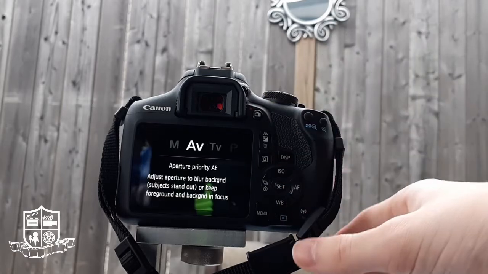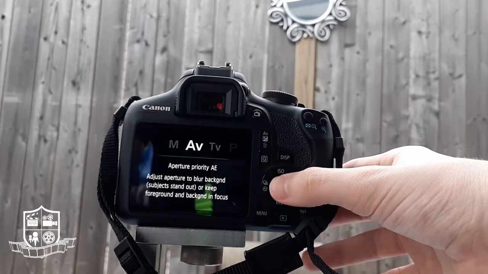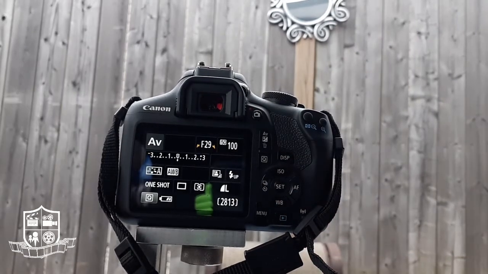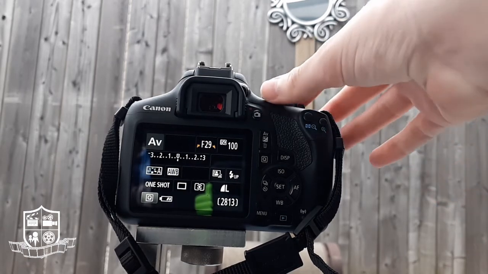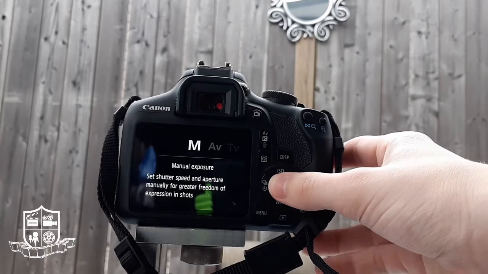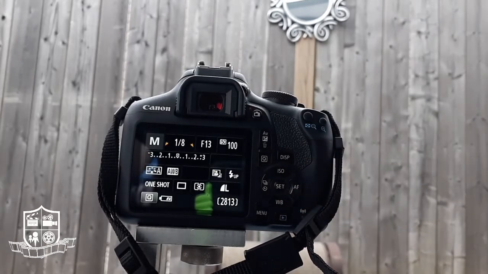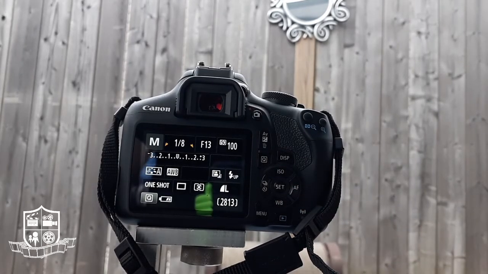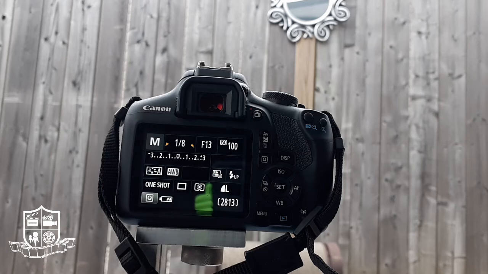The AV icon, also known as aperture priority, gives you full control of the ISO and aperture, but the camera has full control of the shutter speed. The M icon, also known as manual exposure, gives you full control of the ISO, aperture, and shutter speed. When I take my photographs, I prefer to use manual mode because I like having full control of the camera. However, if you're using a Nikon or Sony DSLR camera, the mode dial icons will probably look or be called something different.